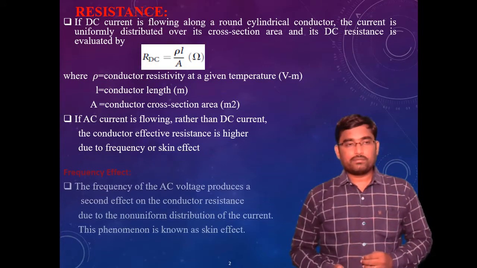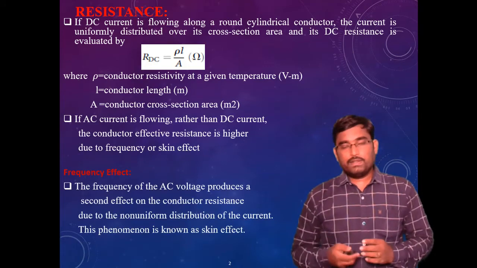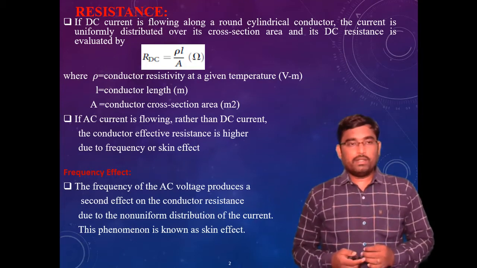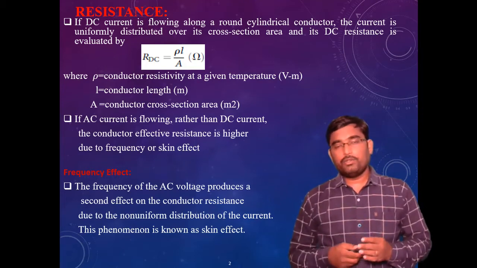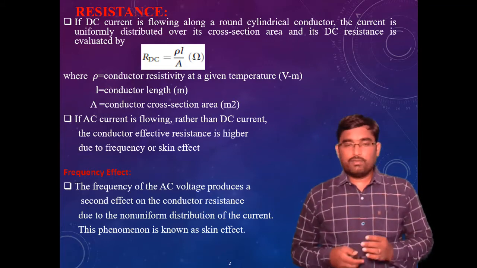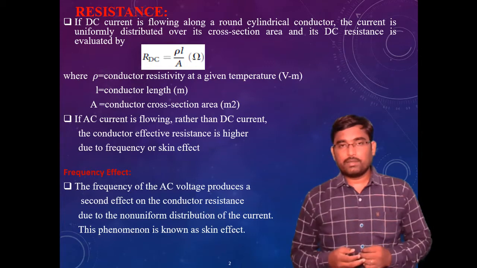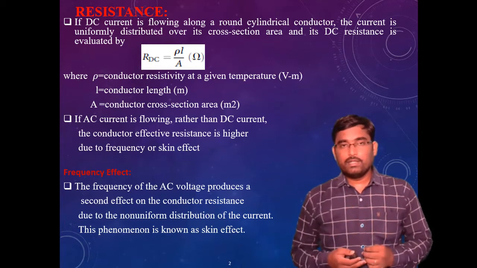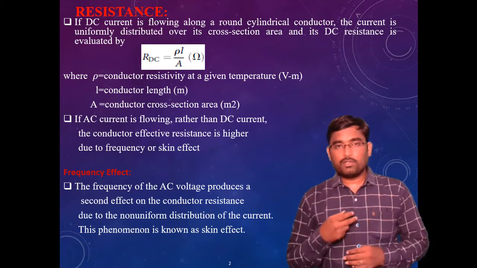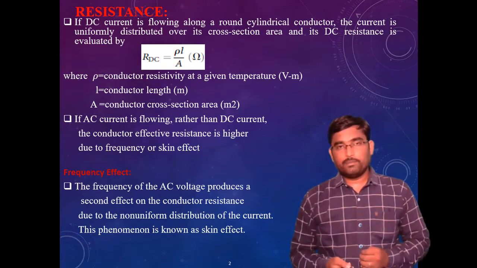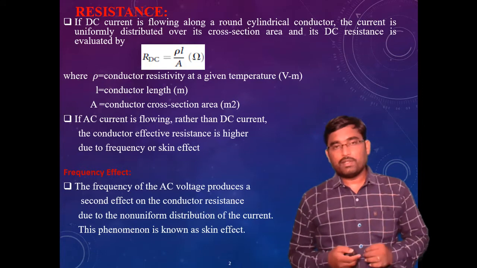Of course, if AC current is flowing in the same conductor, then the effective resistance is higher due to the frequency effect. If the same conductor is taken and AC current is passing through it, then the effective resistance offered for the flow of alternating current will be more when compared to DC. Why? It is due to the frequency effect.